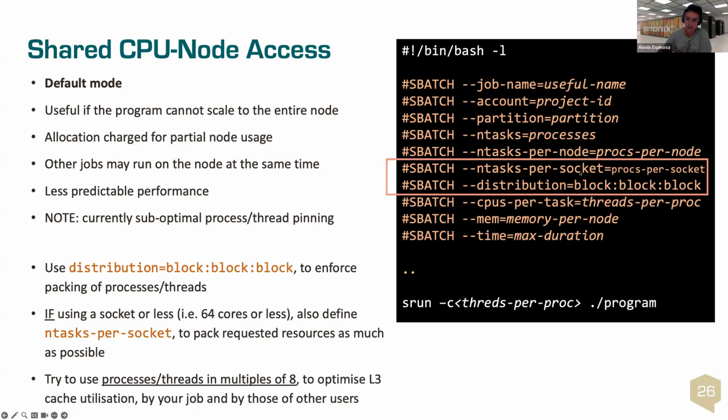The ntasks-per-socket: the sockets for the CPU nodes are the chips themselves. So the two CPUs, of 64 cores each, are the two sockets available in each of the nodes. So for example, if you are using less than 64 cores, it is a good practice to say that you are going to use all those 64 in a single socket.